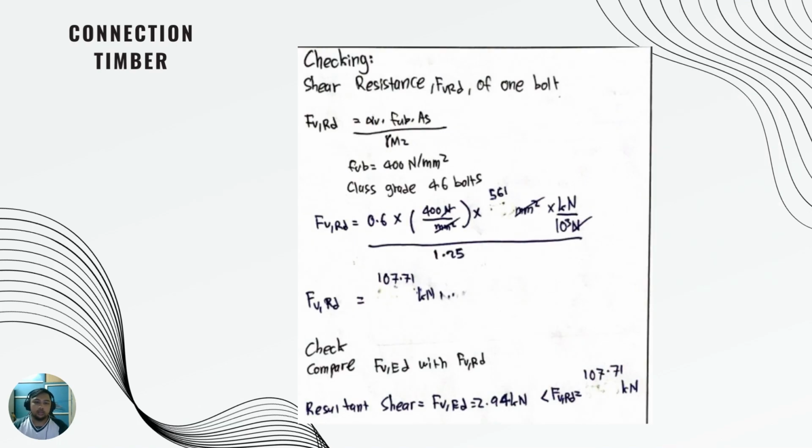FVED or Fr for this is 2.94 kN. The shear resistance FVRD for one bolt came out as 107.71 kN, and the comparison for the resultant shear FVED compared to FVRD came out as satisfactory.